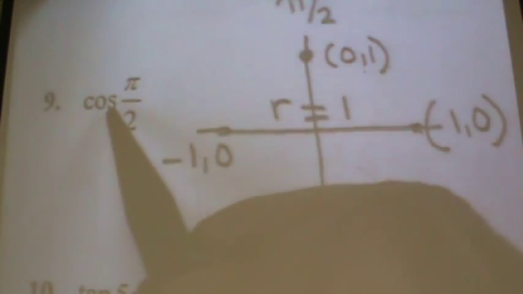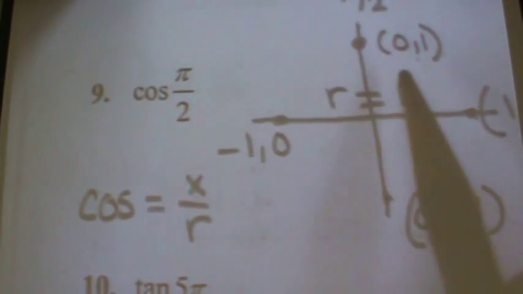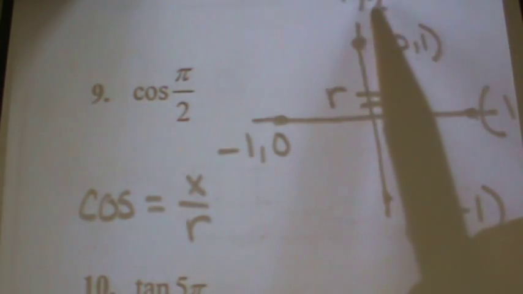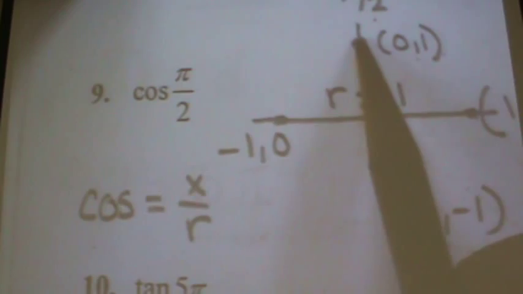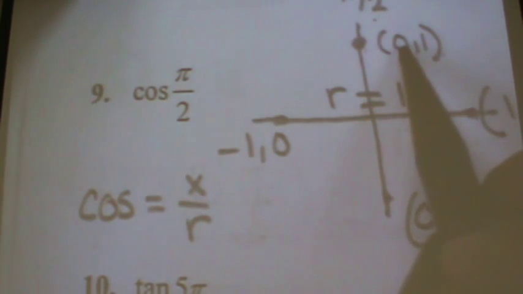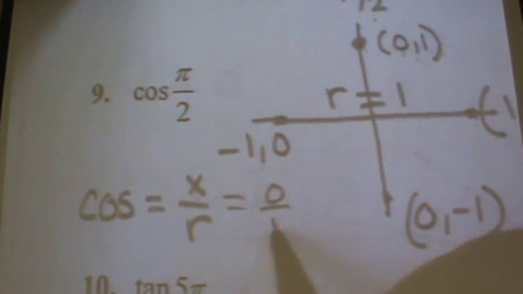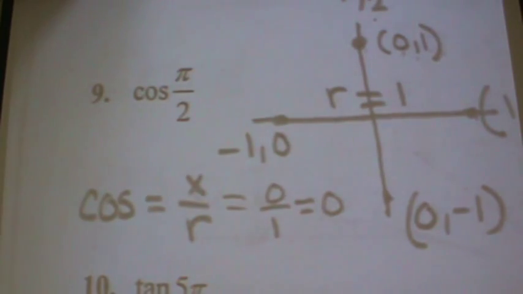Well, you've got to know what the definition of cosine is. Cosine is x over r. Well, if you're asked to find the cosine at pi over 2 at 90 degrees, what is the x value here? It's 0. It's x and y. 0 over 1 is, what's 0 over 1? It's 0. So the answer to 9 is 0.